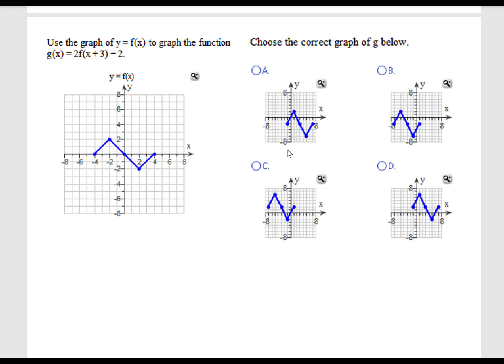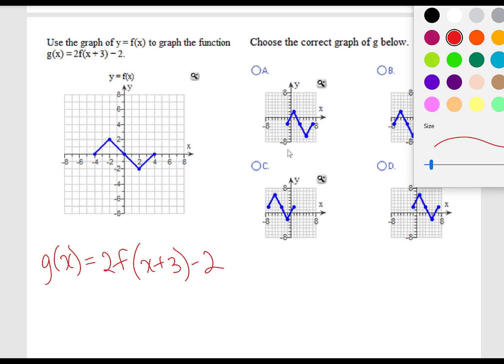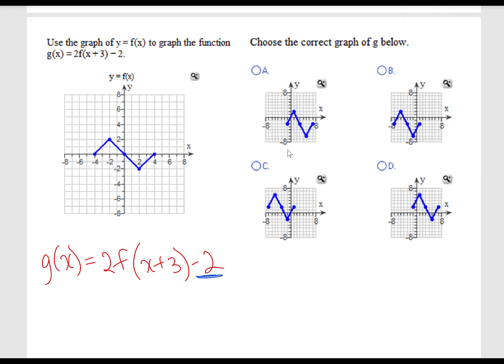Okay, so same thing here. We have f of x shown on the original, and we're doing g of x equals 2 f of x plus 3, minus 2. So let's talk about what's happening here. This right here tells me that it's going to move down 2. This right here, housed inside of the function, is telling me that it's going to move left 3.